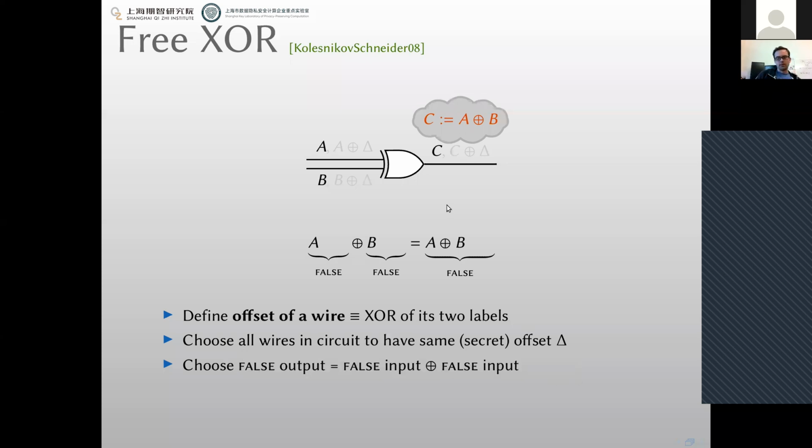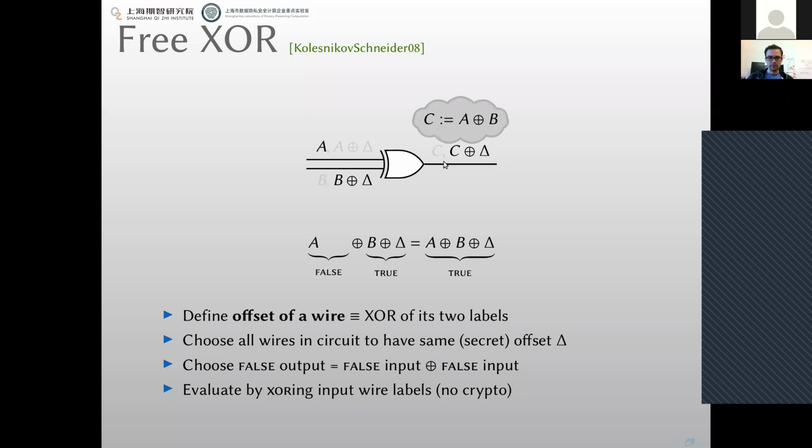And now something nice happens. Imagine that you're evaluating the circuit, and so you know one of the possible labels for each input wire. What happens if you XOR them together? If you have A and B, that encodes false and false. You XOR them together, and you get something that encodes false on the output wire. If you have false and true, you XOR the labels together, you get the output label that encodes true. Same for true and false, and same for true and true, right? So the XOR delta cancels out here.